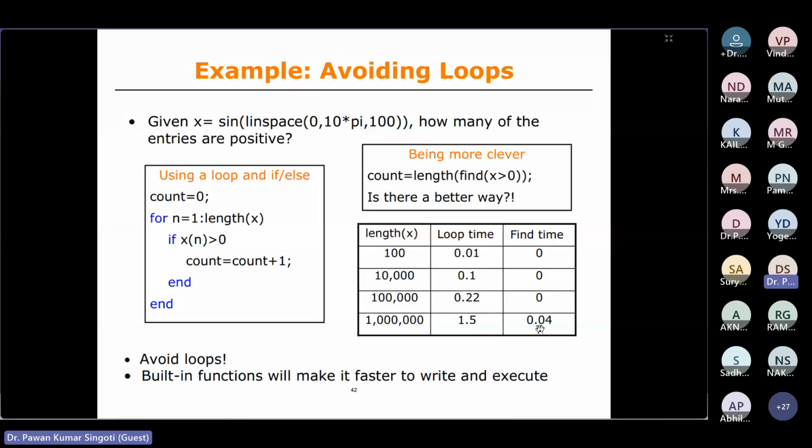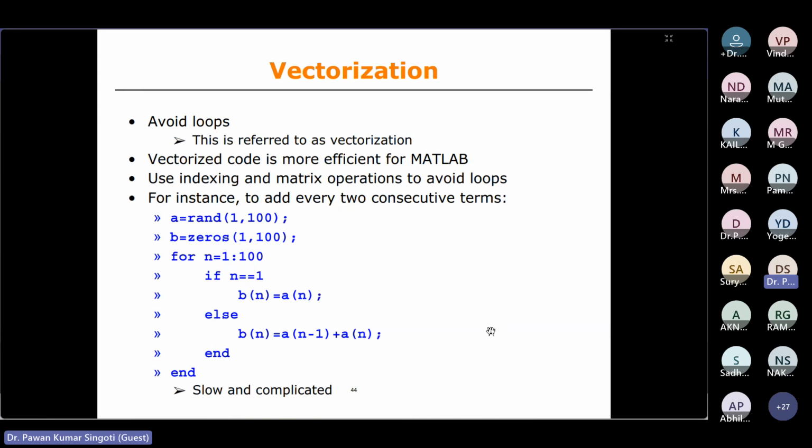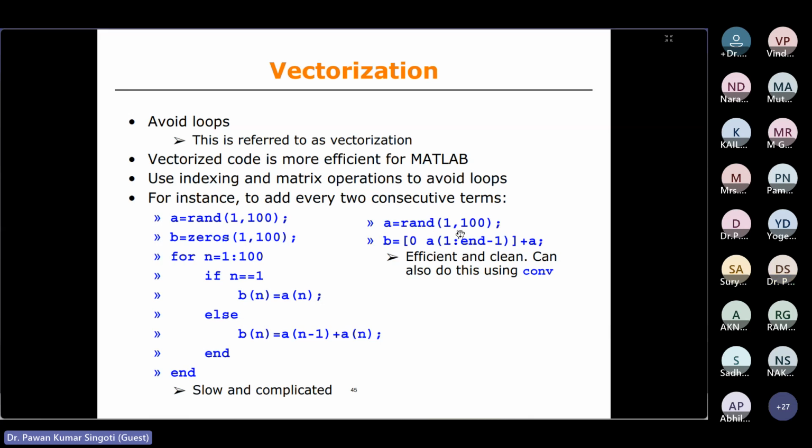Okay, vectorization is preferred to avoid loops. Vectorized code is more efficient in MATLAB. Use indexing and matrix operations to avoid loops, for instance, to add every two consecutive terms. For a loop using an if statement, it takes some time. It is very slow and complicated. Or if you are using rand 1, 2, it is efficient and clean and can also be used with conv. So different commands are available in MATLAB to minimize the time.